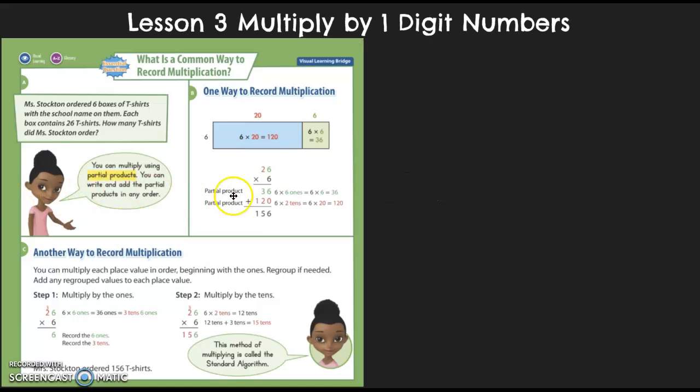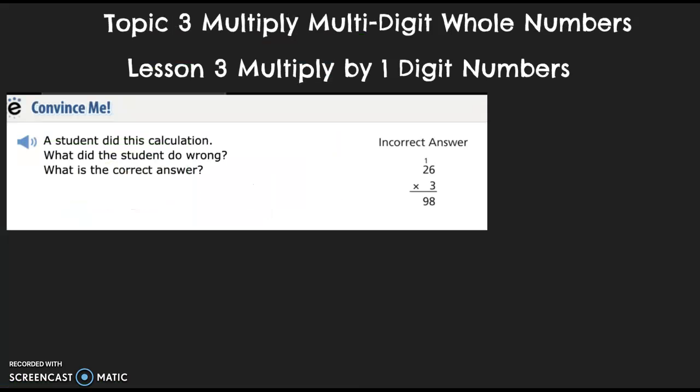So back here, we're going to do this 2 different ways, multiplying one-digit numbers, and then hopefully you can pick whichever way is best for you. We are going to start here with a student did this calculation. What did the student do wrong?